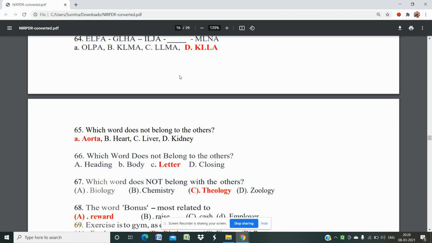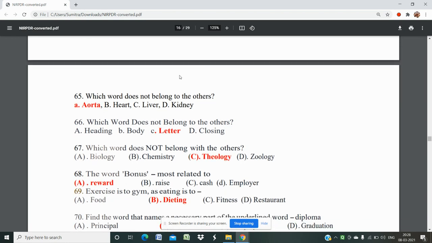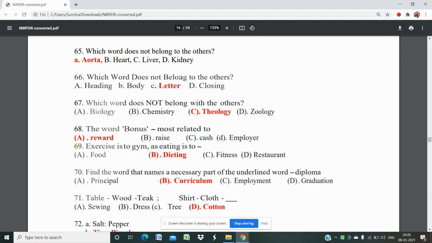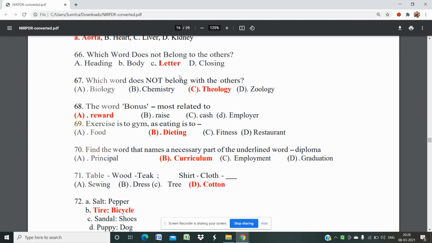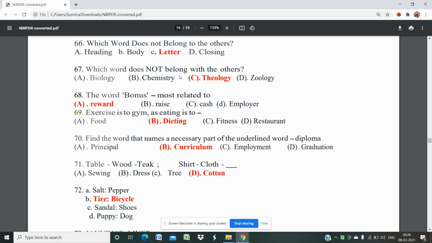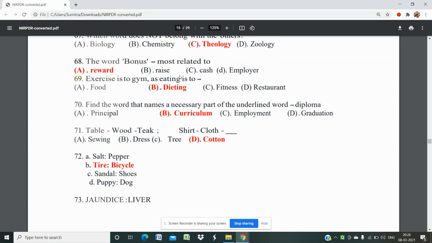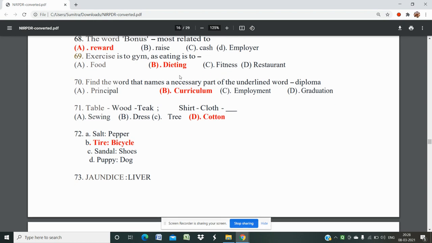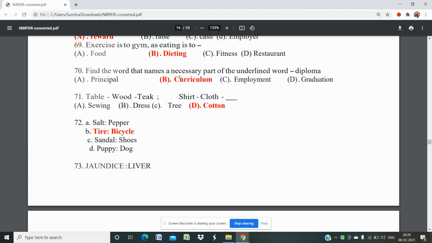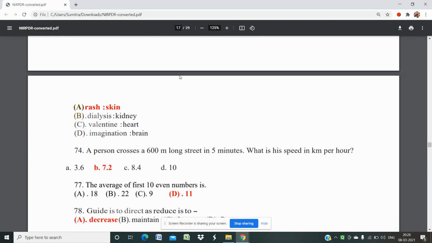Then which does not belong to the others, like similarity or dissimilarity. Which word does not belong to the others, similar words or related words, like chemistry, biology, theology, geology, etc. Then the word bonus is most related to what? Reward, raise, cash, employer: reward. All these things are reasoning. Then jaundice is to liver, rash is to skin, dialysis is to kidney. Just make some pairs.